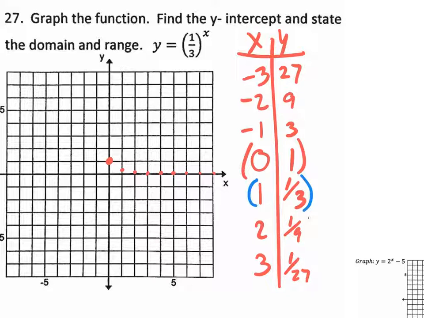Now going the other route, the -1 and 3. -1 on the x, 3 on the y, you're right there. -2 and 9, you're going to be off the graph. But anyways, here's a perfect graph.